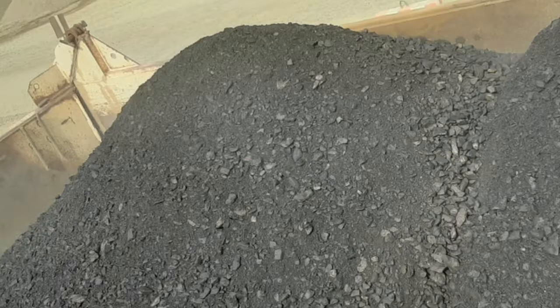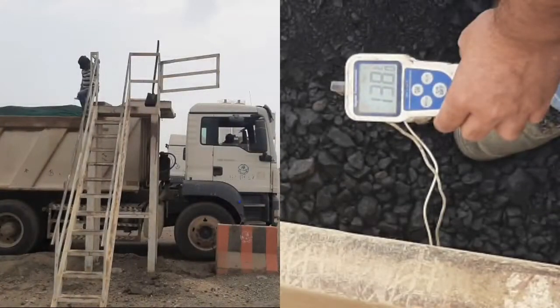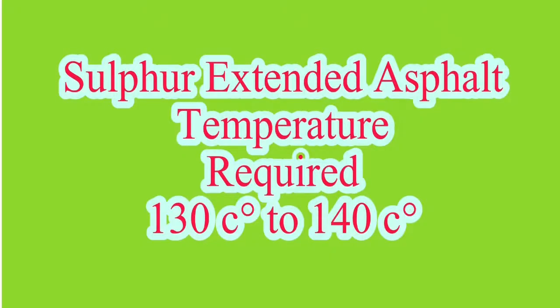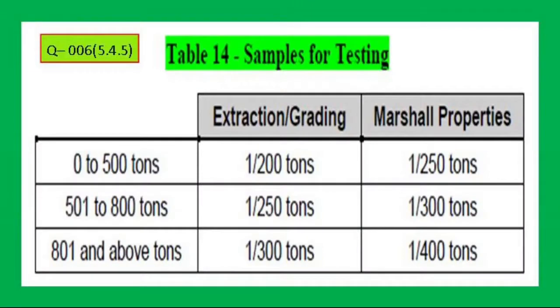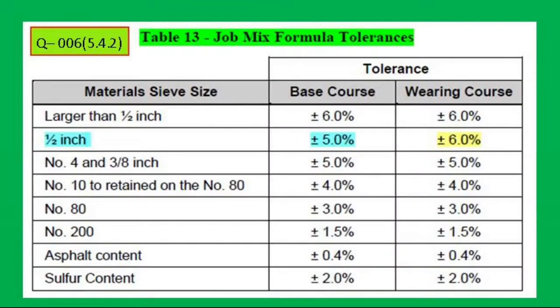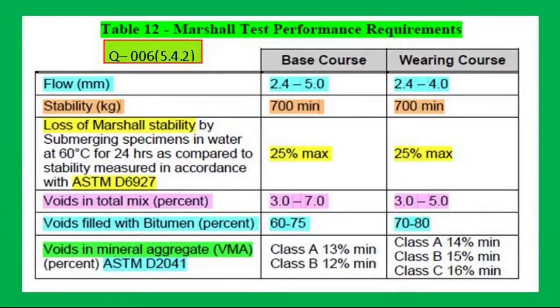After the truck is loaded, stop the truck at sampling point. Take samples according to Aramco standard for extraction, sieve analysis and Marshall properties. After testing in the laboratory, review report for extraction and sieve analysis according to Aramco standard. Review the report for Marshall properties according to Aramco standard.